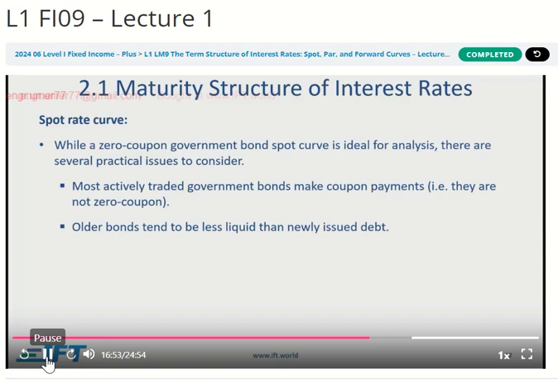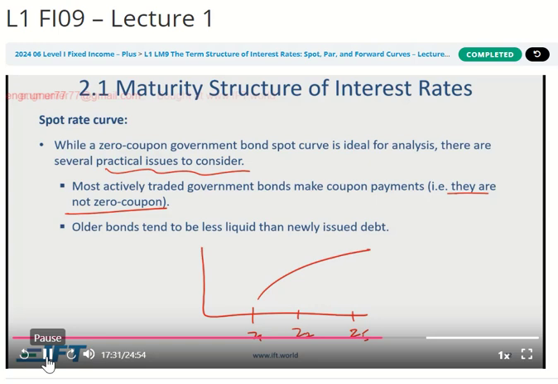Right. Now, there are some practical issues to consider with respect to your spot rate curve. And that's where the par and the forward rates come in to help us. But let's focus on the issues with the spot curve first. Now, first of all, are all government bonds zero coupon bonds? The answer is no, they are not zero coupon bonds. Then how are you going to get these zero coupon government bonds to make this curve, right? I mean, if you don't have them, then how are you going to make it?